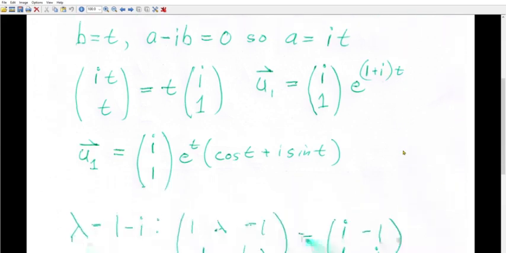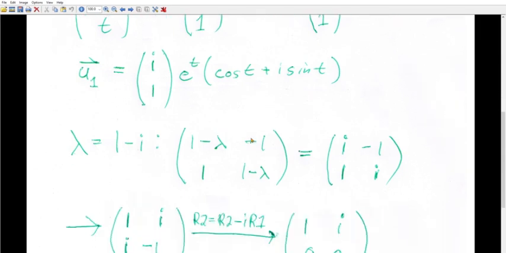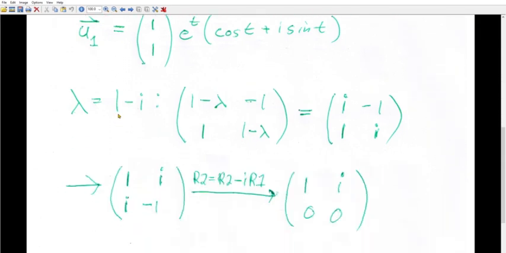And now we're going to use what we know about complex exponentials to write that as e to the t, which is the real part, times e to the it, which we know is cosine t plus i sine t, right? So that's the idea. This is e to the t times e to the it, and e to the it is cosine t plus i sine t.